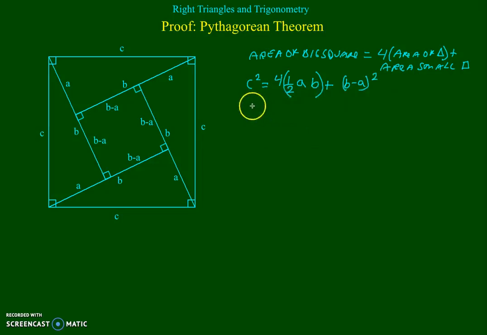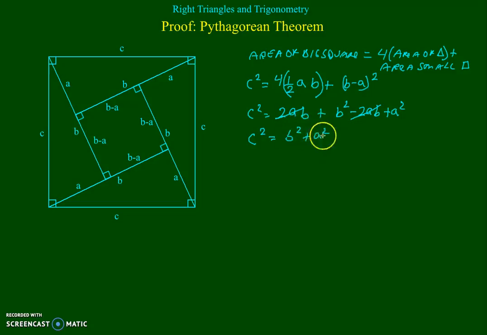Now let's do a little simplification here. c squared equals 4 divided by 2, which is 2ab, plus, now we've got to expand this binomial. The expansion of this is the first term squared, b squared, plus this times 2, so b times negative a times 2, that's negative 2ab, plus this one squared, so negative a squared is positive a squared. And so now we simplify this, and you can see that we have a 2ab here and a negative 2ab here. So this cancels this out, and what we're left with is c squared equals b squared plus a squared.